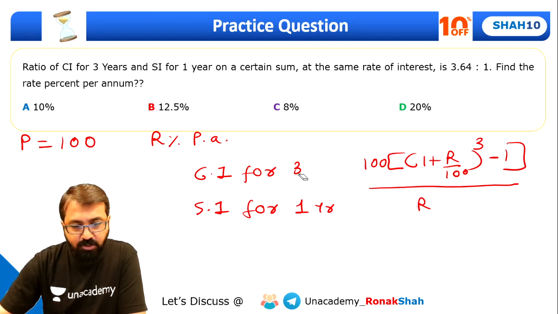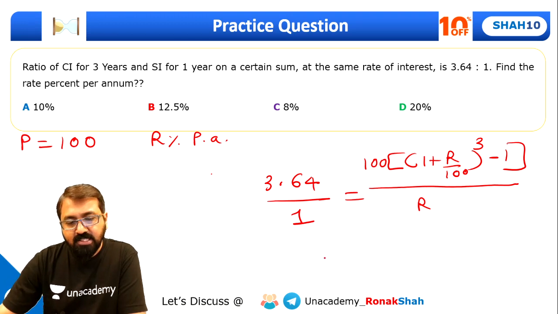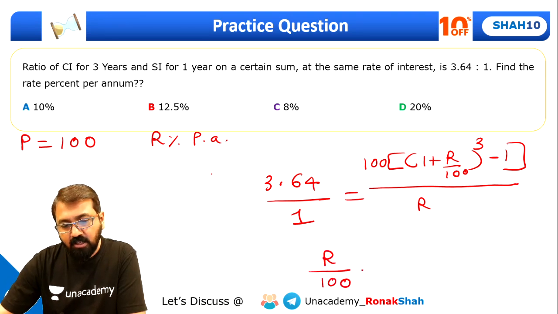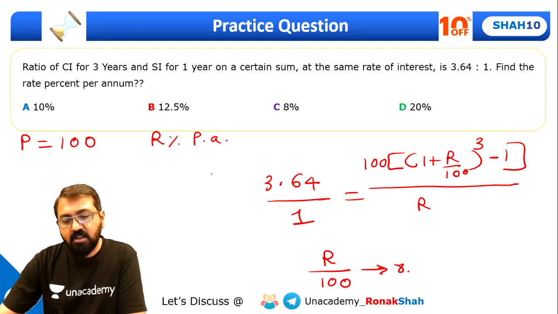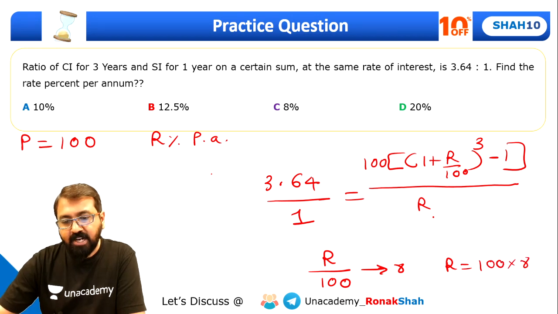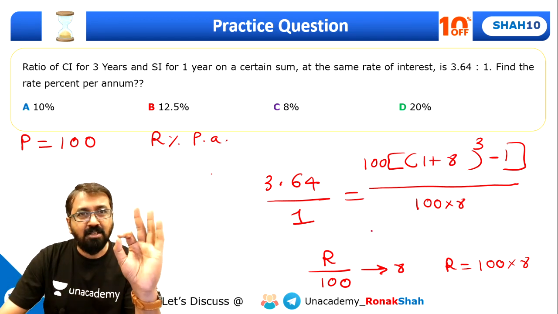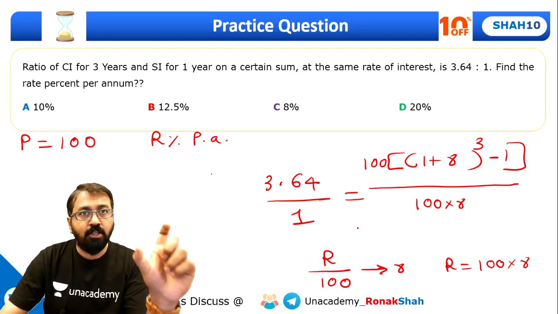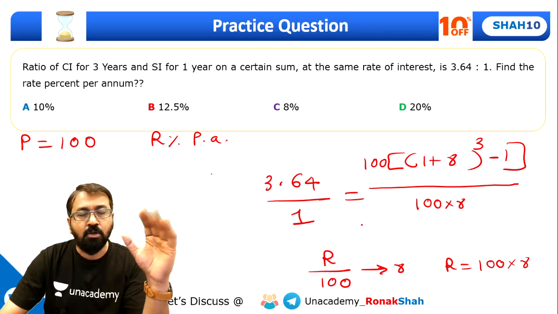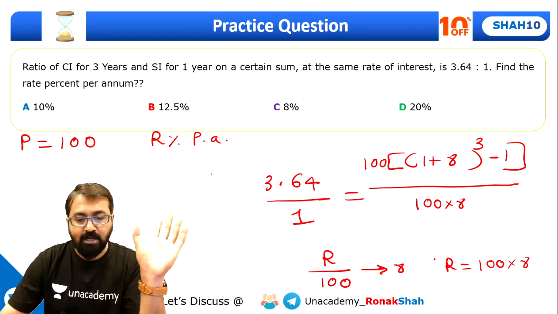So let me write down over here: this is nothing but 3.64 divided by 1. Now what I'm doing is replacing R upon 100 with small r. So R can be equal to 100r. Instead of capital R, I'll write 100 into r, and instead of R upon 100, I'll write that small r. This is the standard replacement that we do when we are solving complicated compound interest questions. You need not write that R upon 100, you can straight away write small r. That will simplify your calculations.